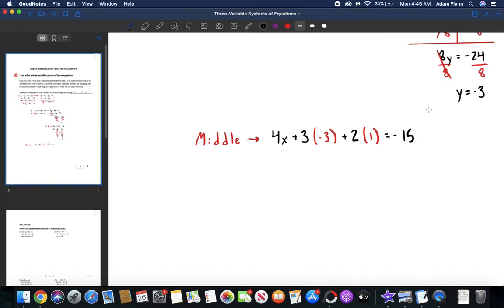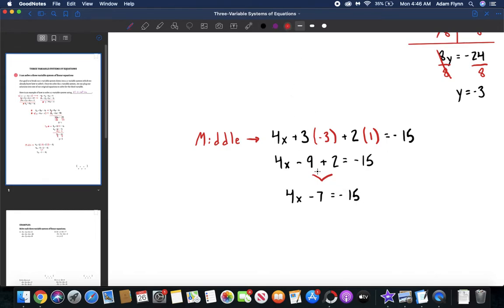Okay, so this is just my original middle equation. If I go ahead and simplify this, I get 4x. 3 times negative 3 is going to be negative 9. 2 times 1 is going to be positive 2. My equal sign and negative 15. So if I continue to solve this, I can combine my numbers on the left side. So I end up with 4x, negative 9 plus 2 is going to be negative 7, equals negative 15.